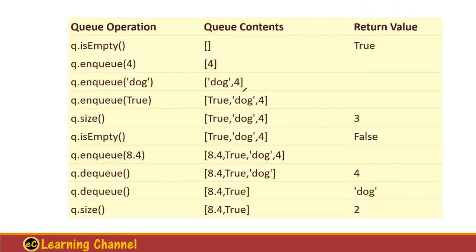But in Python, this generic problem has already been solved. It allows different types of data to be enqueued. So we can also enqueue a True in there, and then we can check the size, that's 3, and we check whether it's empty or not, it will be False, and then we enqueue 8.4 in there. So 8.4 is put into the real part, and then we dequeue, we get the 4 out, we dequeue, we get the doc out, and we check the size, it will be 2, okay? So these are simple operations on queues.